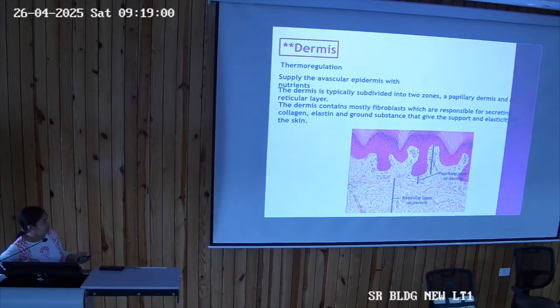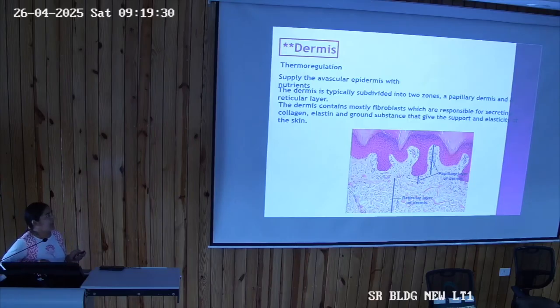If you can see the projections of this parenchyma into the stratified layer, these projections look like finger-like projections. That's why it is called the papillary layer of the dermis. Underneath that, the stroma is present. This is called the reticular layer of the dermis. So there are two layers, and why is this dermis present in the skin? To provide thermoregulation.